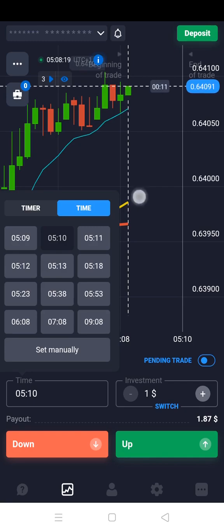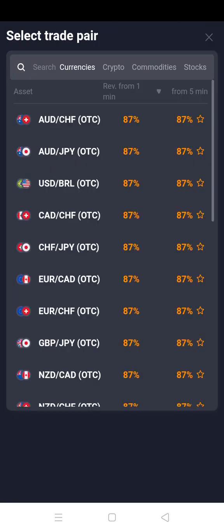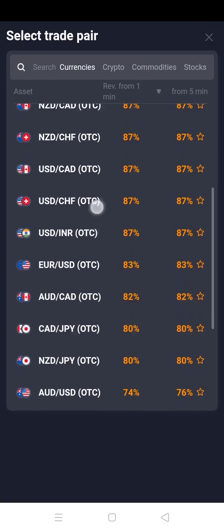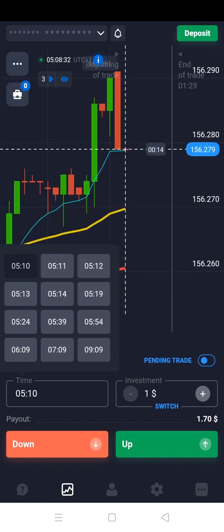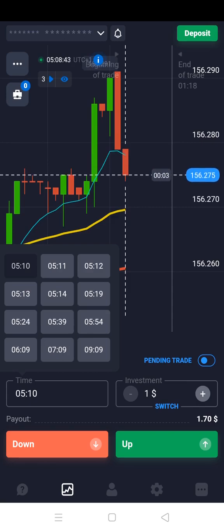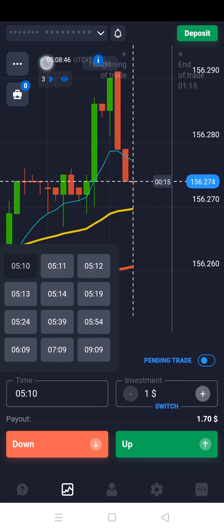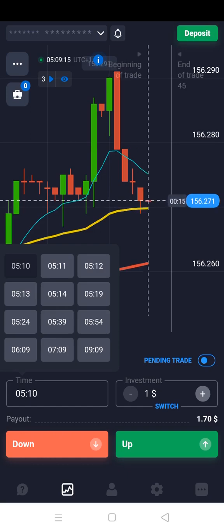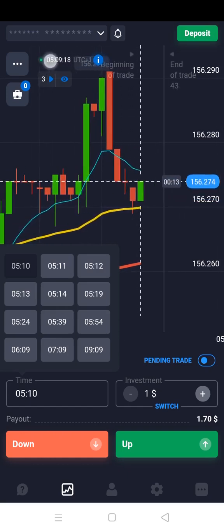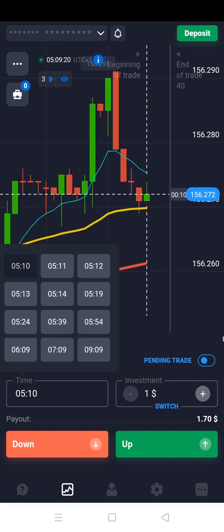So what does the time mean? Let me explain it to you. Let's go to the Euro JPY right now. Remember I said it is different for the normal market and the OTC. Look at the current time on my phone. The current time is right here. The current time on my phone right now is 5:09:15 seconds, as you can see up here. Okay, 5:09:19 seconds now.